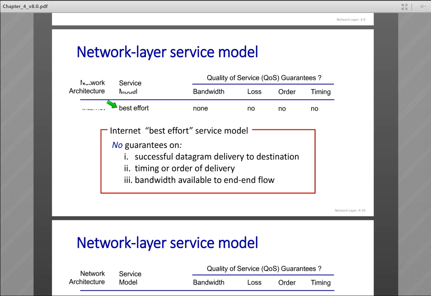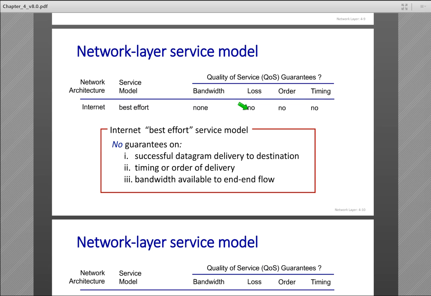Okay. So when we talk about best effort, it means inshallah. We will do something, inshallah, we will receive a good result, inshallah. Okay? So here we never guarantee the bandwidth, the loss rate, the order between the packets, and timing. We never guarantee these items.